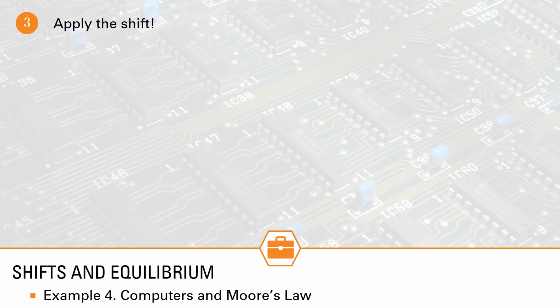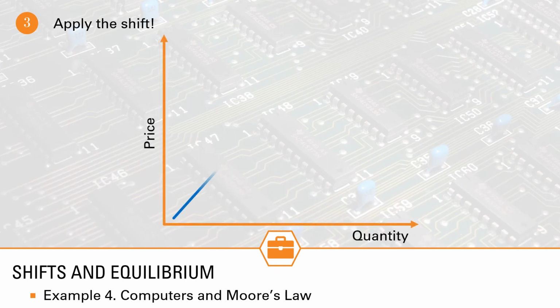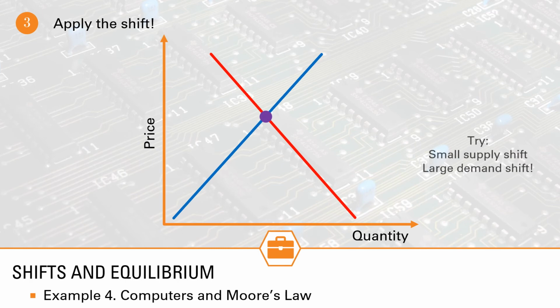So now the thing is, we've got two shifts happening. So that's our original supply curve, original demand curve. Both of them will shift. This is the important thing. We have two things shifting. So the first thing we need to do is try what happens when we've got a small shift in one and a large shift in the other. So let's try first a small shift in supply and a large shift in demand.